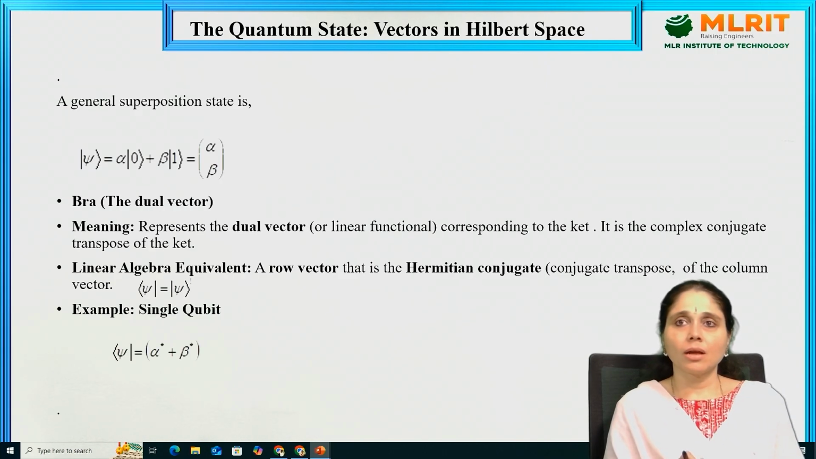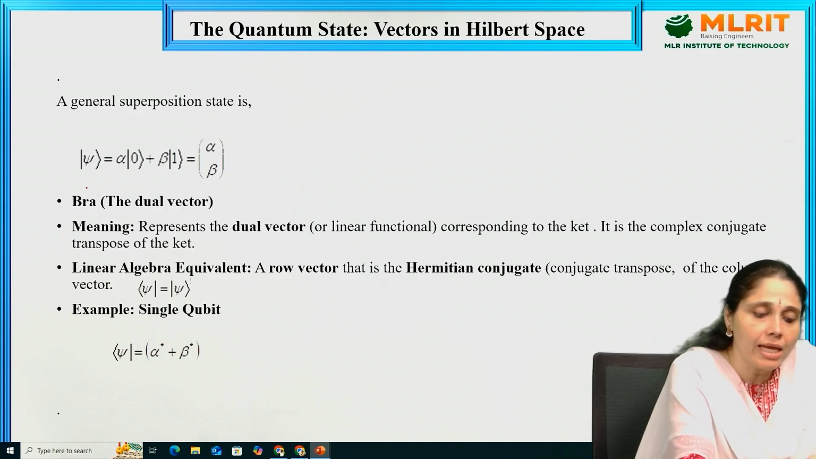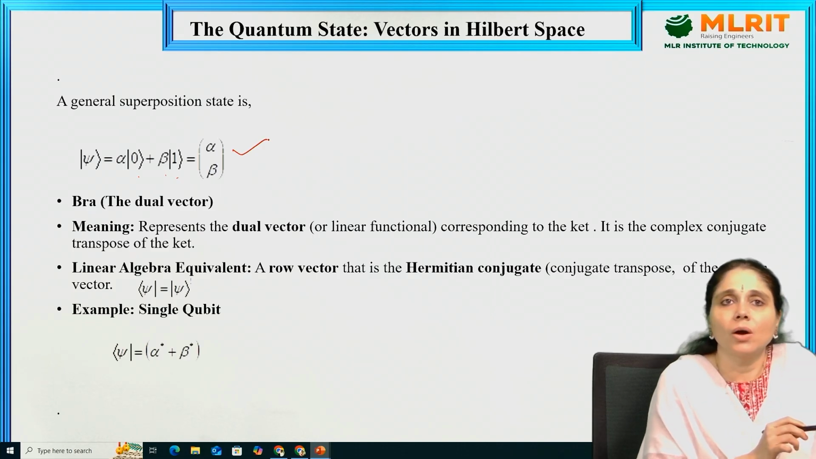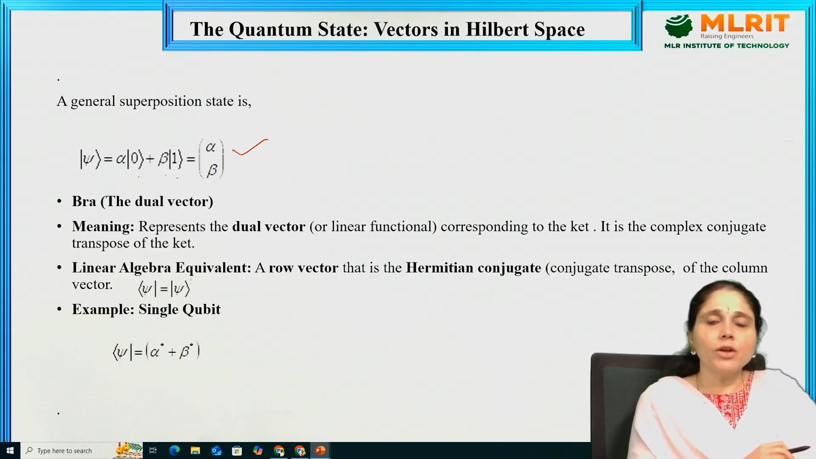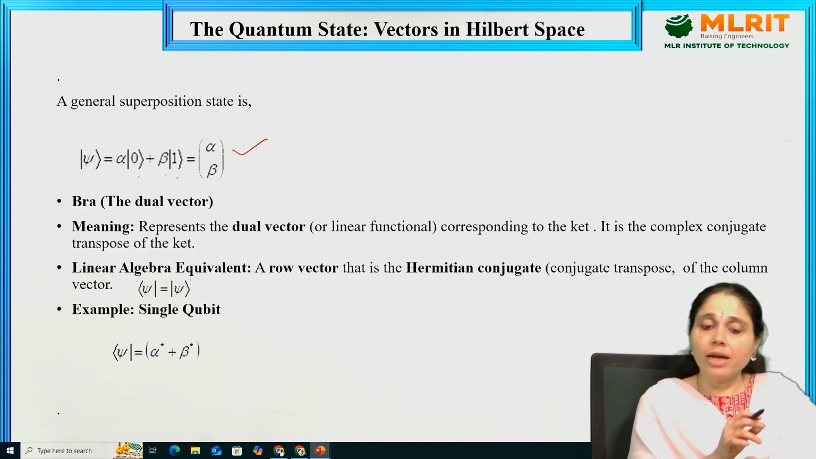Next, a general superposition of state: ket psi is equal to alpha ket 0 plus beta ket 1, that is alpha and beta. Okay, so the bra is the dual vector. What does bra mean? It represents the dual vector, or a linear function corresponding to the ket. It is the complex conjugate transpose of a ket. In linear algebra terms, it is a row vector that is the Hermitian conjugate, or conjugate transpose, of a column vector.